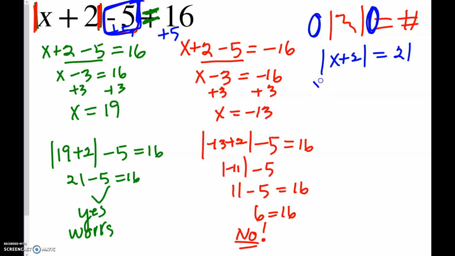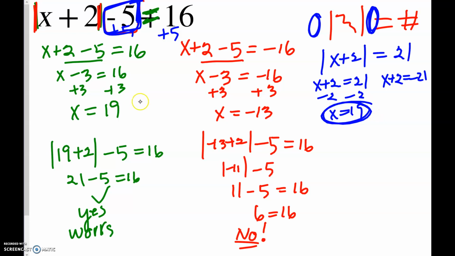Now I'm going to set up my two cases. x plus 2 equals 21 and x plus 2 equals negative 21. When we subtract 2, we get x equals 19. So x equals 19 is the same answer we got in green first. So if you do forget this step, you are always going to at least get one of your answers correct. It's the second answer that will be incorrect.